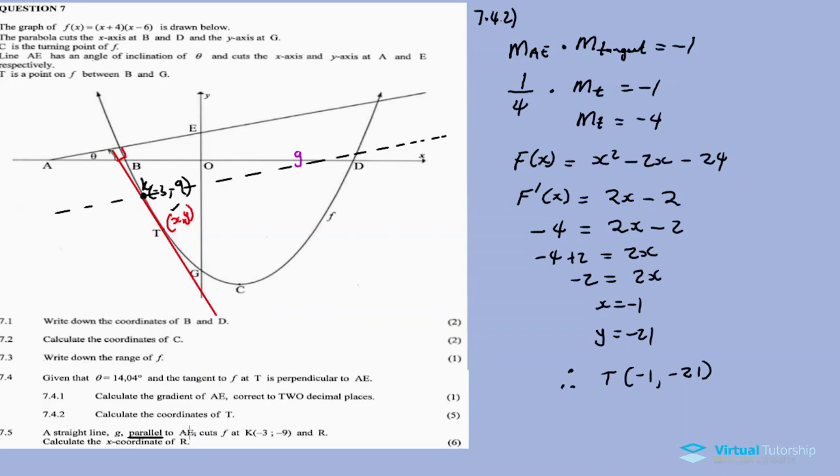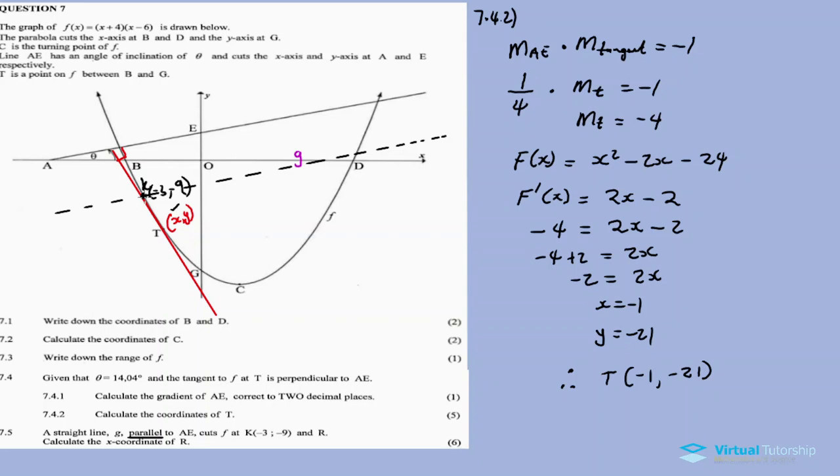Is parallel to AE. Now AE parallel, right? So now draw the line lambda, I try to make it as parallel as possible to AE. So I just hope with line lambda parallel. But anyway, now this is graph G parallel to AE and cuts the function f at K.